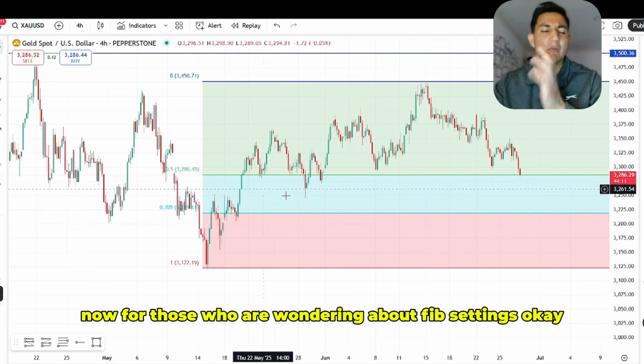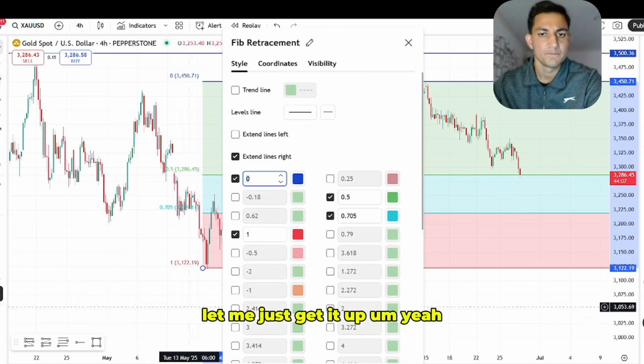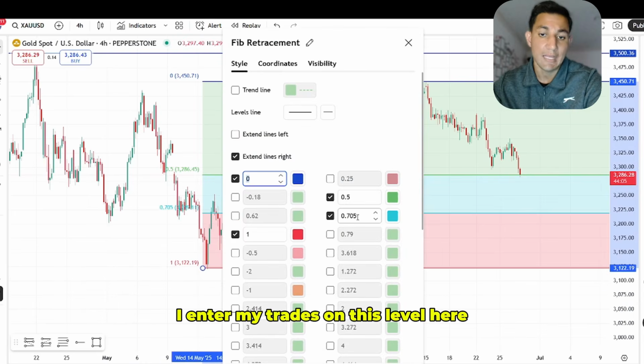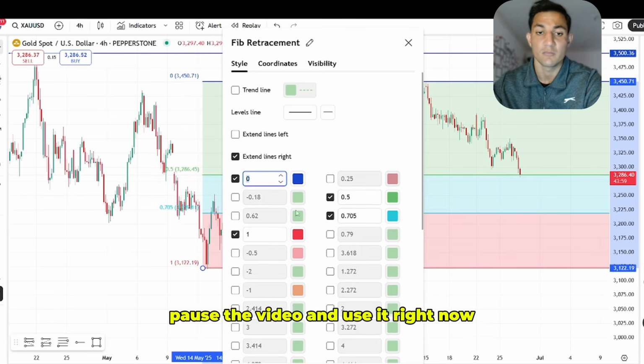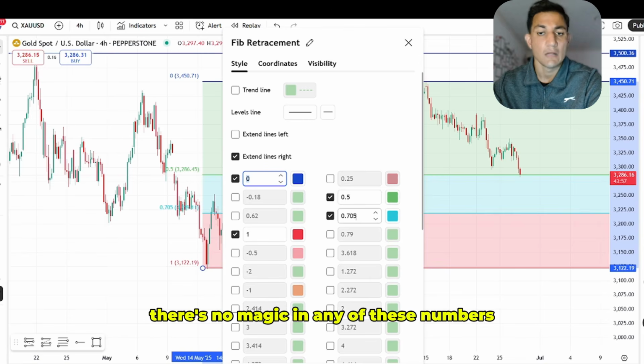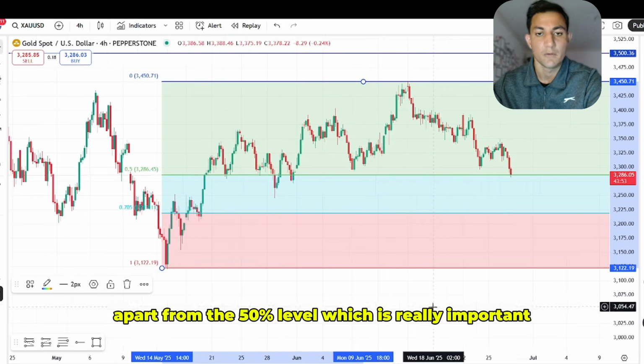Now, for those who are wondering about fib settings, actually, let me just get it up, right? Let me just get it up. Yeah, take a screenshot. I enter my trades on this level here, and then this is just the midpoint, right? So for those who are wondering, pause the video and use it, right? Now, there's no magic in any of these numbers apart from the 50% level, which is really important.